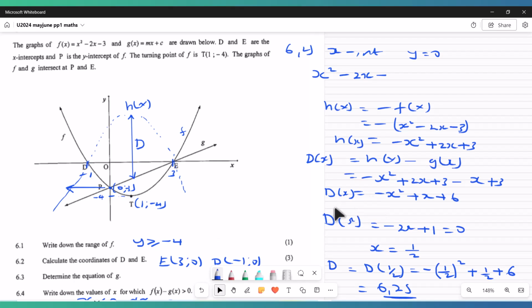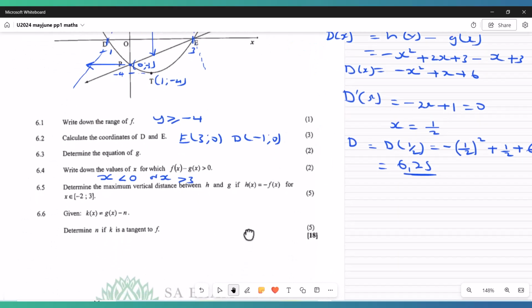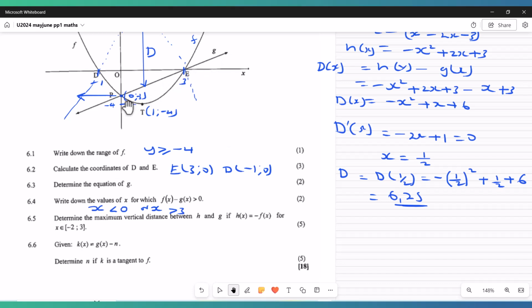Next on the Q, let's check it out. They say that now, given k of x equals to g of x minus n, determine n if k is a tangent to f. Determine n if k is what? A tangent to f here. Now, our g of x is what we have as this straight line here. This line here, okay? Because they say minus n, it must be a vertical shift until it touches the function at only one point, okay?